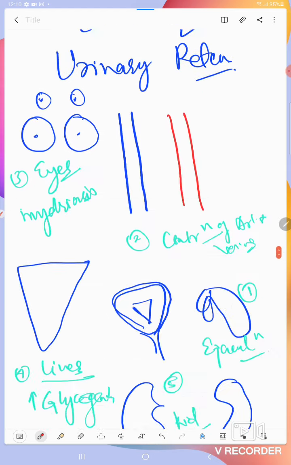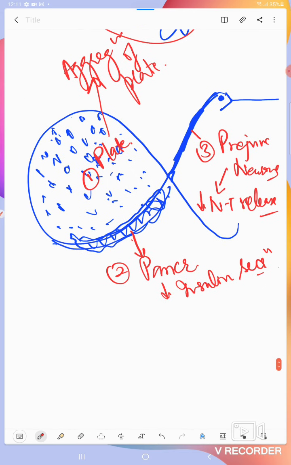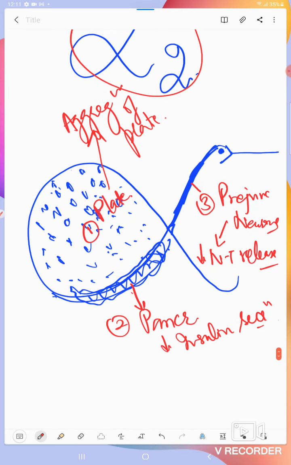Just have a quick recap on the alpha 1 receptor. This is the memory diagram for alpha 1 receptors. I hope you all can remember this.